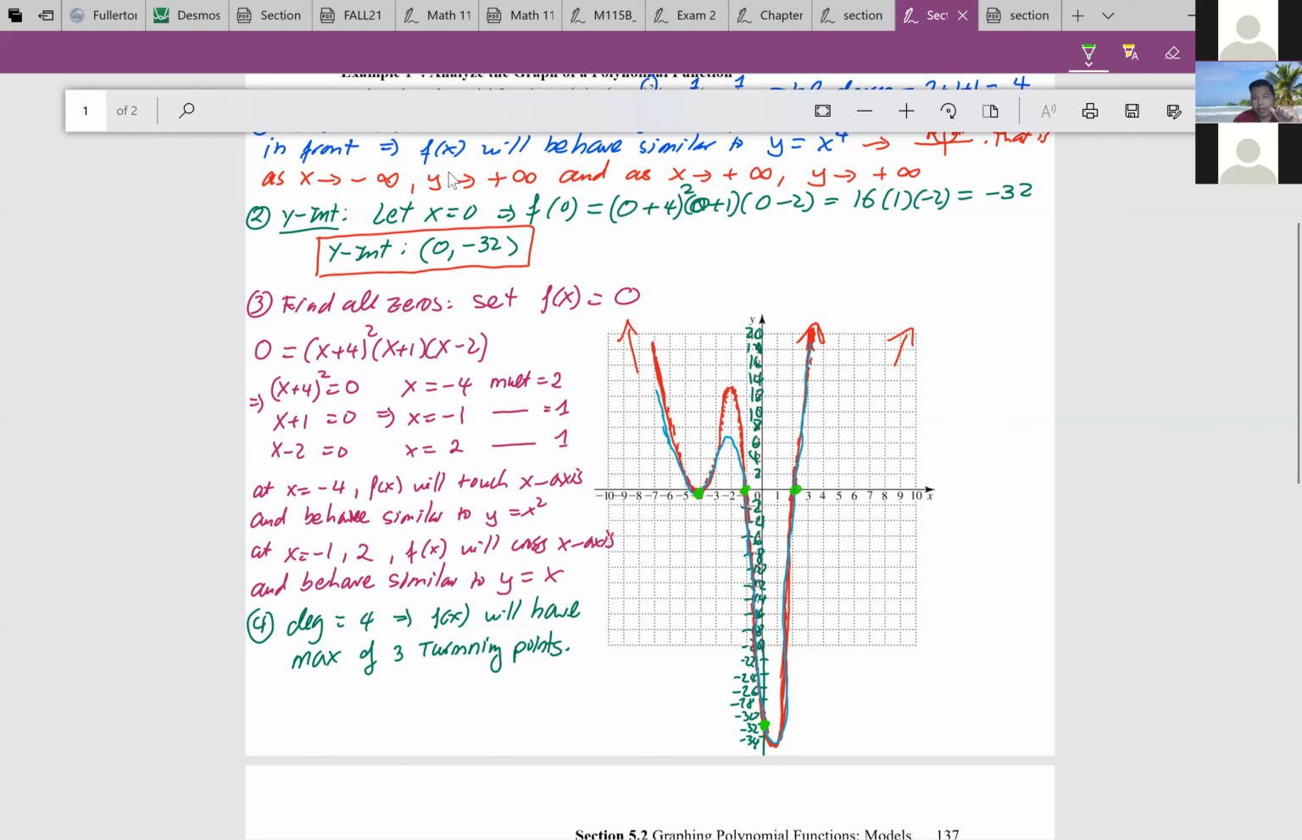Exactly, because the requirement said it has to cross the y-intercept at 0, -32. So you can't really turn around before that. Does that make sense? Yeah. So if I draw another graph, say, okay, I'm going to go up here, go up there, come back, and then turn around, this will be wrong because it did not cross the y-intercept. All right. Yeah. So we just have to get that.